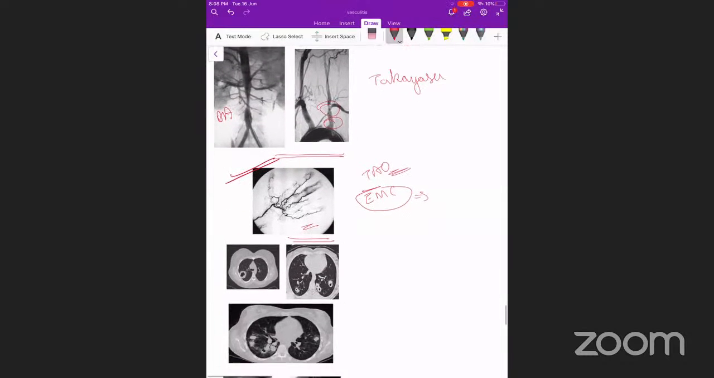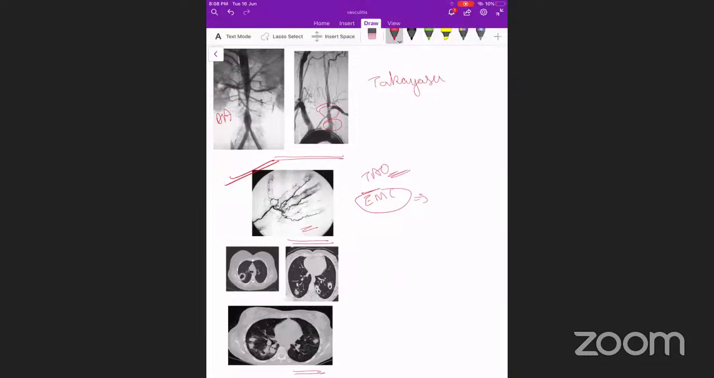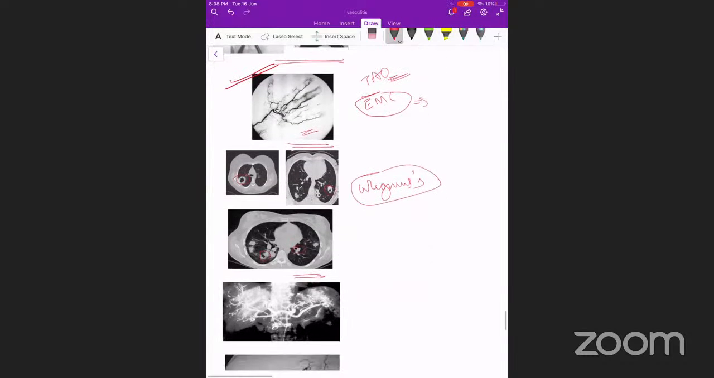So now let's look at this. What is the diagnosis now? Yes, very good. It is Wegener's because there are multiple cavities, no? So mostly we can think of Wegener's in this.